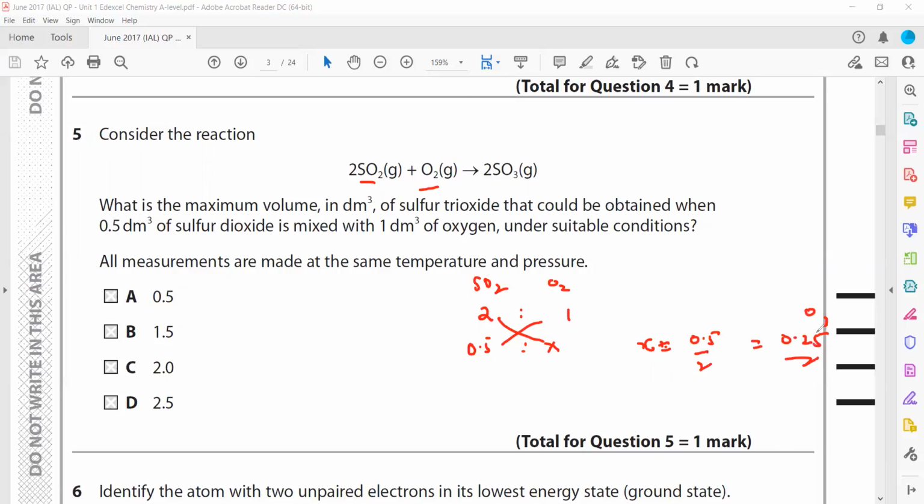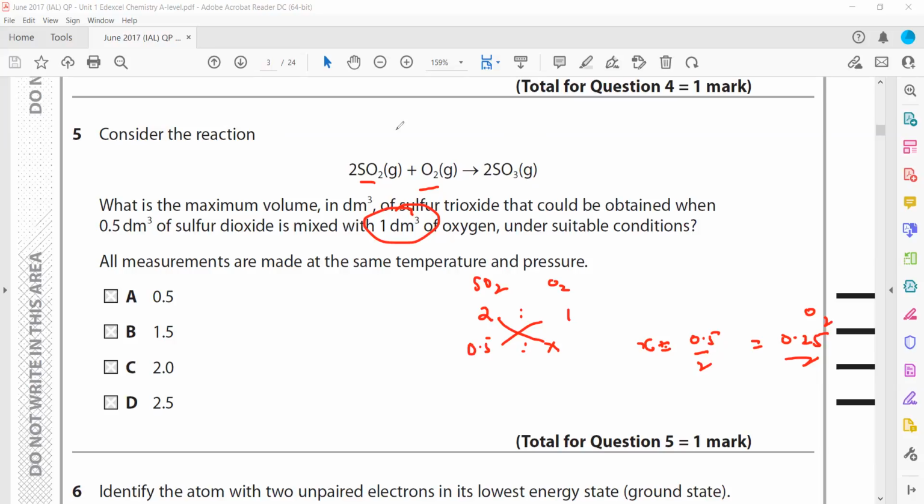So this is a volume, because mole ratio and volume ratio is always the same. So this is the volume of oxygen needed. But we don't have just this 0.25, we have 1 dm, more than what we need. So it means oxygen is the excess reagent and sulfur dioxide is the limiting. So we always work out the amount of product from the limiting reagent. Excess reagent will give us the wrong product.